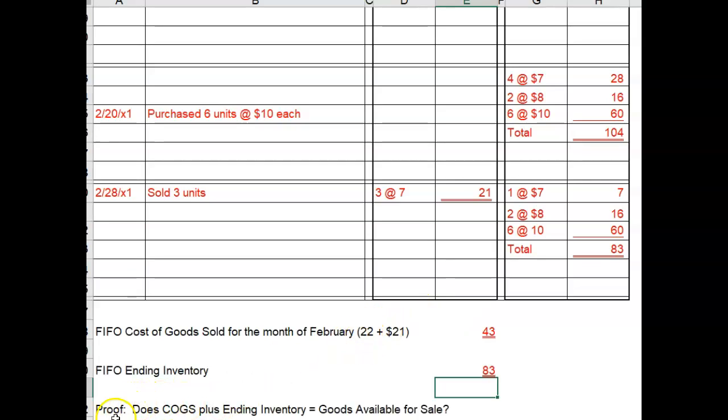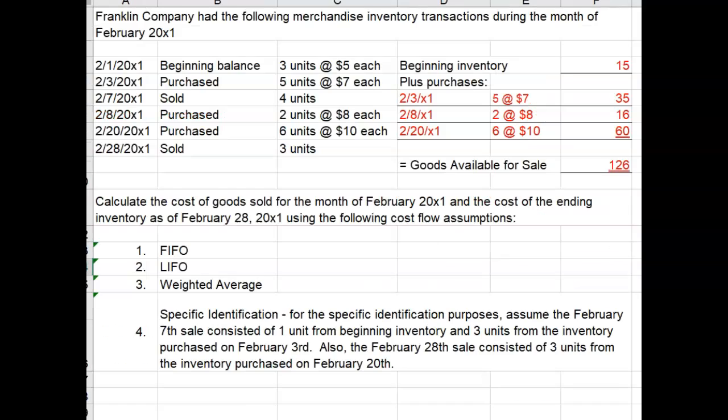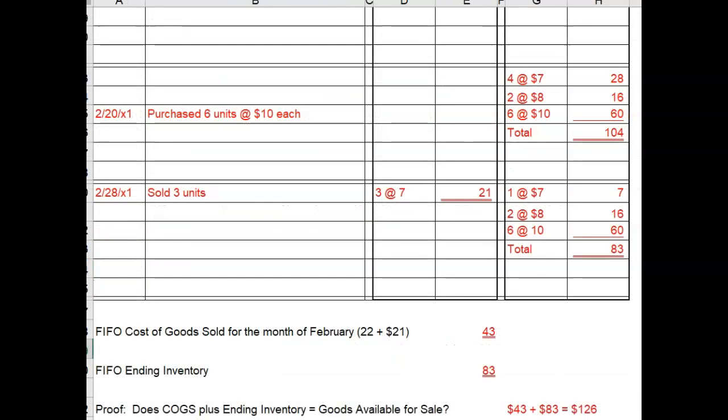Now, the proof. Does the cost of goods sold plus the ending inventory equal the goods available for sale for the entire month? $43 plus 83 equals 126. And what was the goods available for sale for the entire month? 126. That doesn't mean that there wasn't some sort of error. There could be an error, but it's probably unlikely to be a math error.